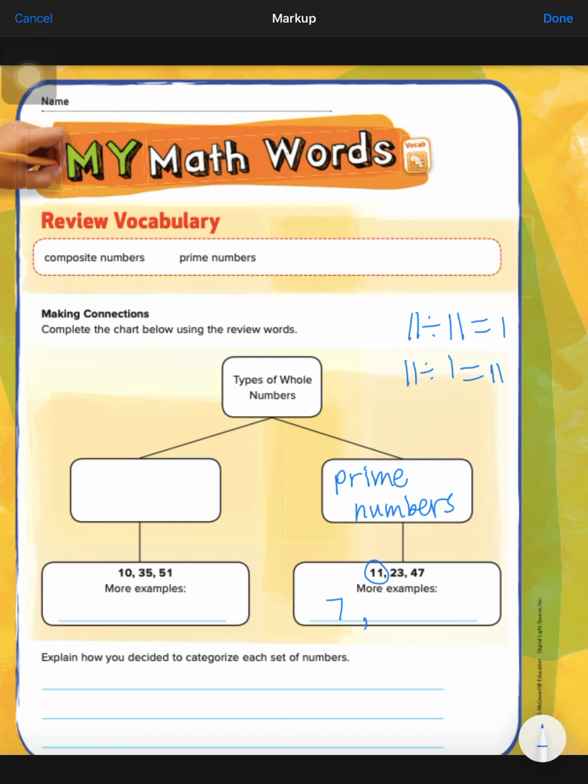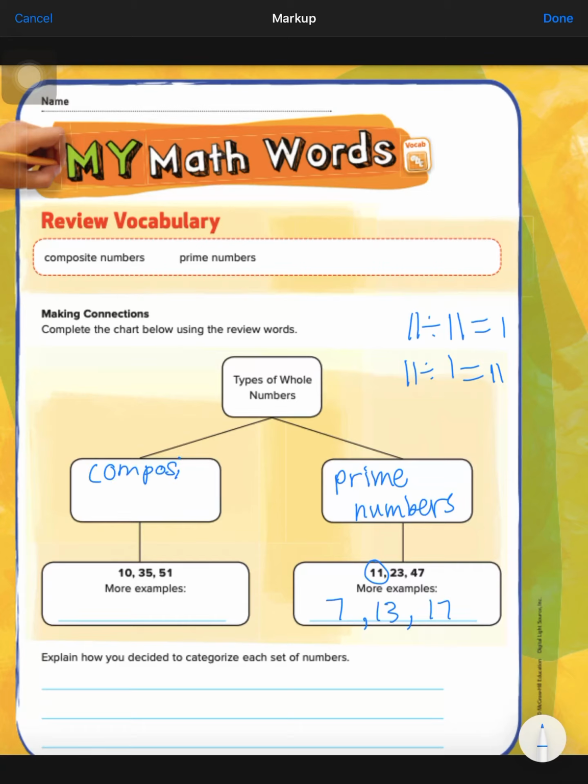Another example that I have, you can't use the examples they gave you. So what about 13? Can 13 be divided by anything other than 1 and itself? Nope. What about 17? Does 17 have any other factors other than 1 and 17? Nope. Okay. That means that these are composite numbers on this side.